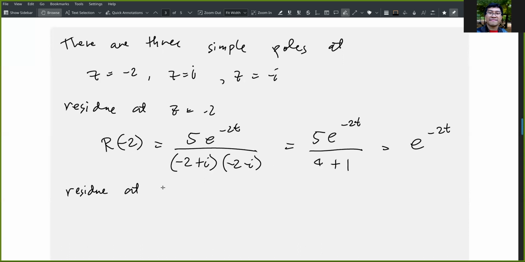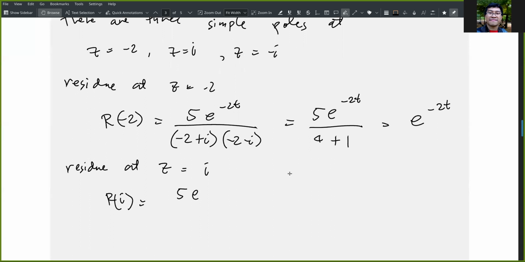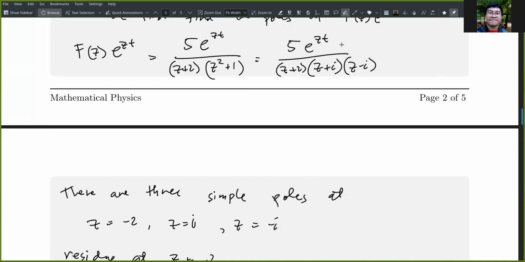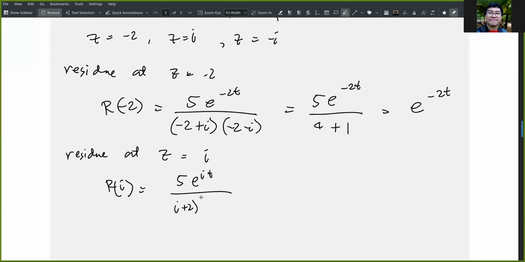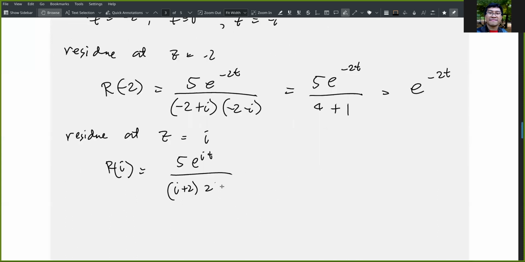For the residue at z equals i, you have r(i) is 5e^(it) divided by... multiply numerator and denominator by this. So you have i plus 2 and i plus i. So that's 2i. Okay. This becomes 5e^(it) over i times 2i. That's negative 2 plus 4i. Okay.